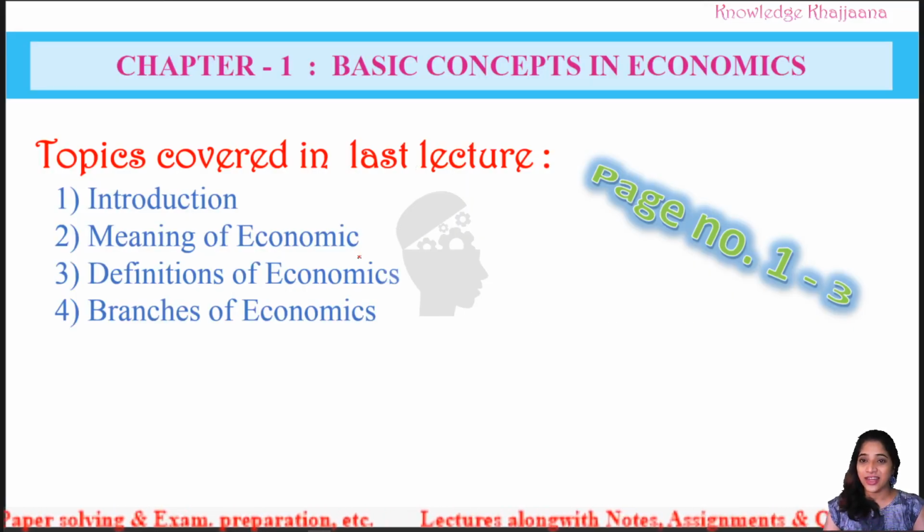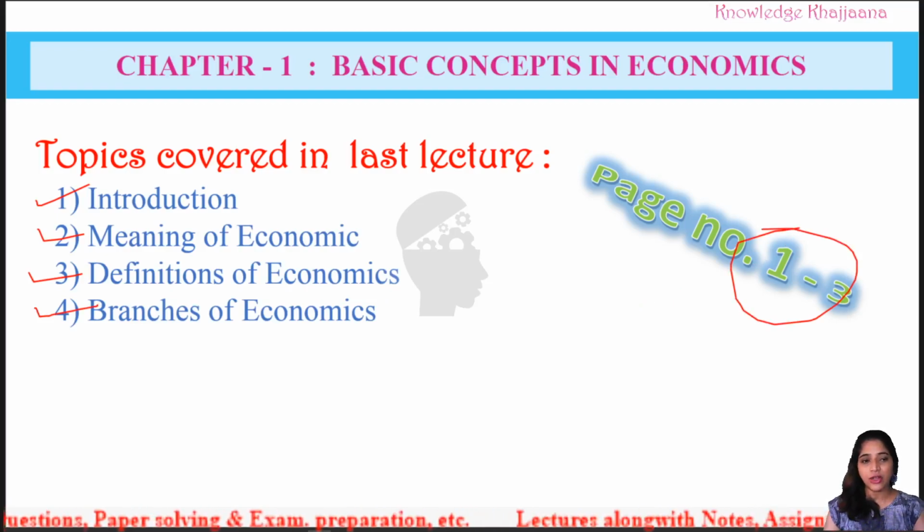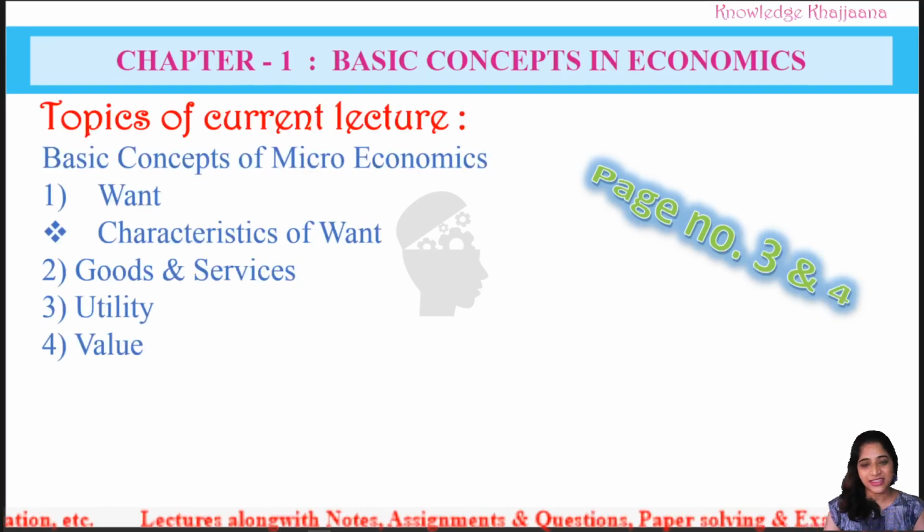What did we learn in our last lecture? We had started learning basic concepts of economics, chapter 1, and we had covered introduction, meaning of economics, definitions of economics given by 3 different economists, and different branches of economics, which were given on page number 1 to 3. And what we are going to learn in this lecture, the topics of the current lecture, are basic concepts of microeconomics. Which are the 4 concepts? Want, goods and services, utility and value. These concepts we are going to learn today, which are given on page number 3 and 4.